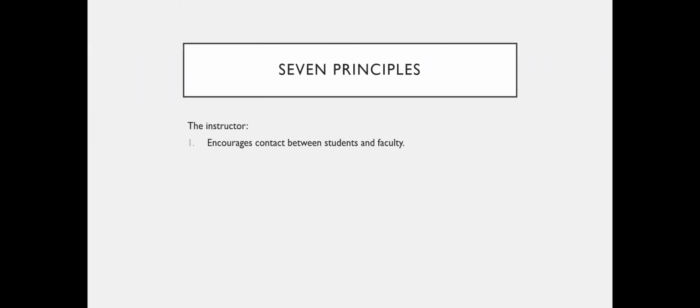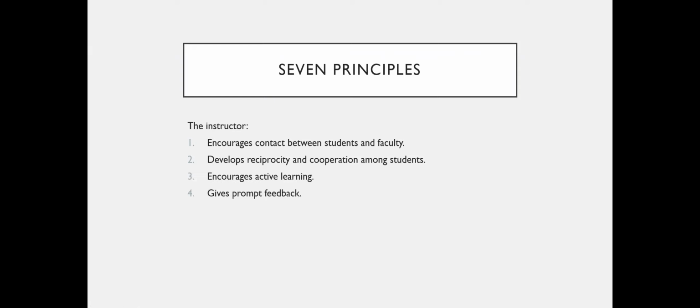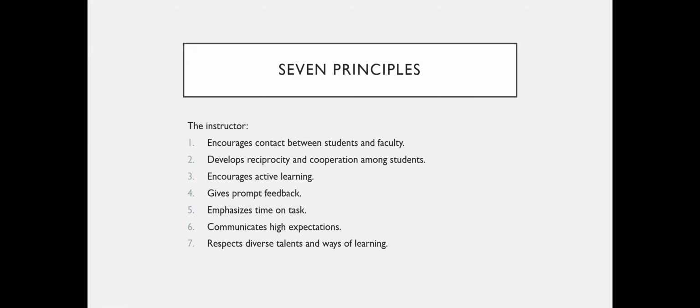The first one is that the instructor should encourage contact between students and faculty, develop reciprocity and cooperation among students, encourage active learning, give prompt feedback, time on task, communicate high expectations, and respect diverse talents and ways of learning. Now, any seasoned educator is already doing pretty much all of these things, but I want to talk a little bit more in depth about a couple in particular.